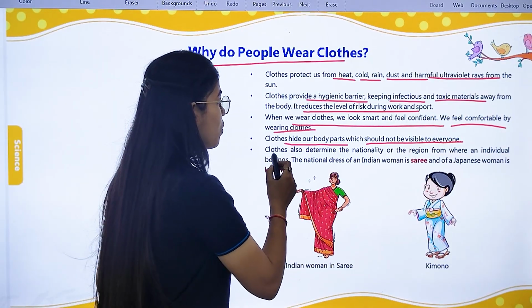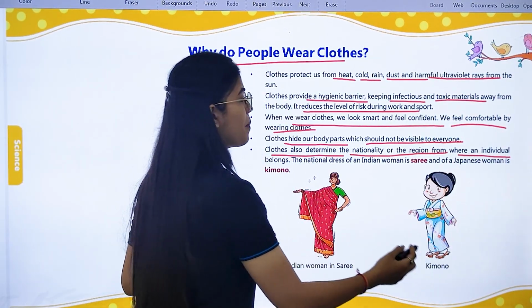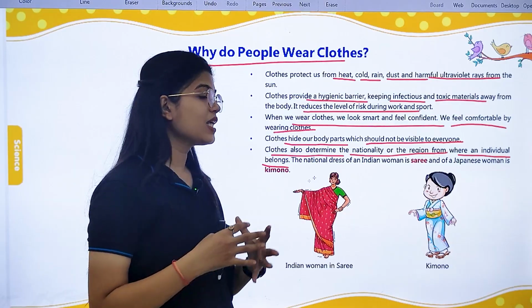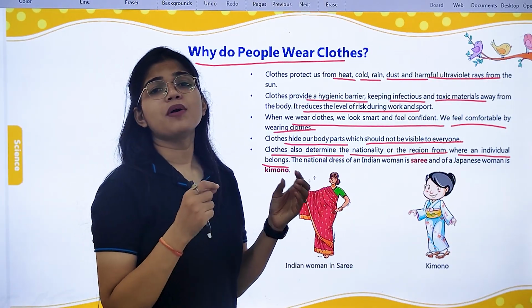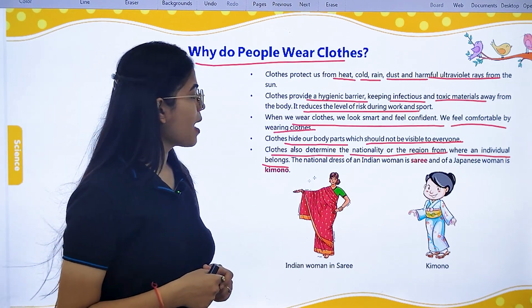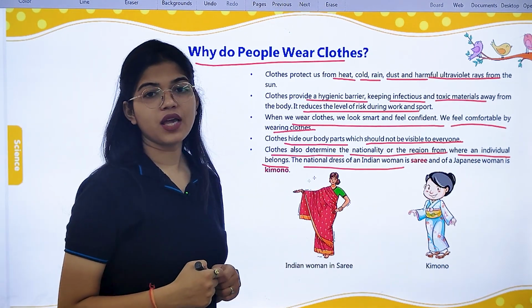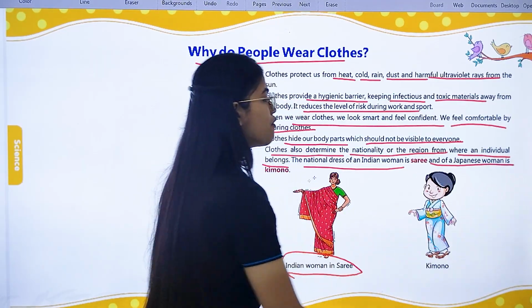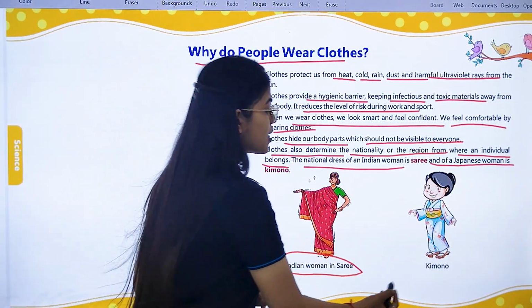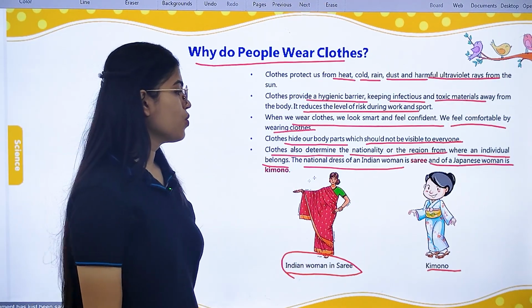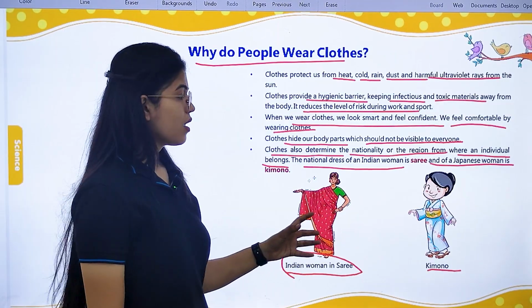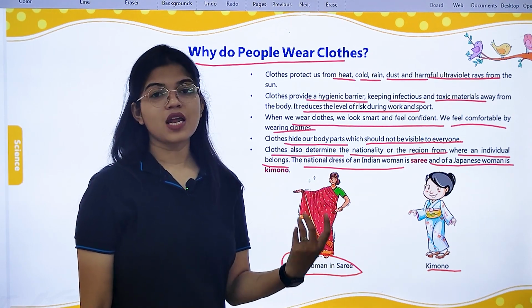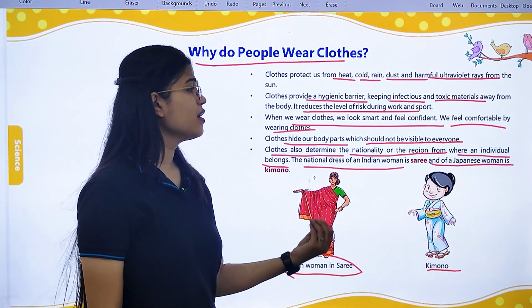Then, clothes also determine the nationality or region to which an individual belongs. Clothes help to determine the locality, the nationality, or the region to which a particular person belongs. They have given an example: the national dress of an Indian woman. What is it? That is the sari. You can see this is an Indian woman in a sari. And then a Japanese woman. The national dress of a Japanese woman is the kimono. You can see this lady wearing a kimono. So if you see these women in a sari or in a kimono, you can easily recognize which nation these ladies belong to by just observing their clothes.